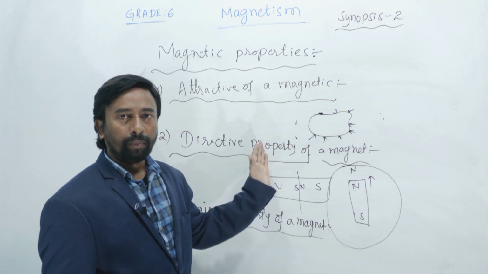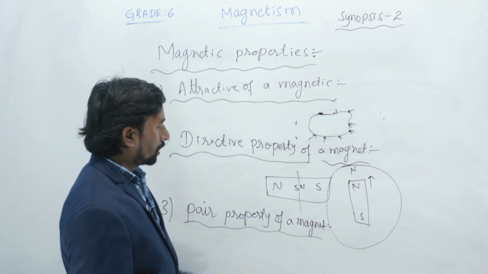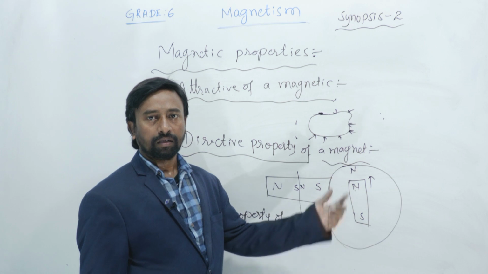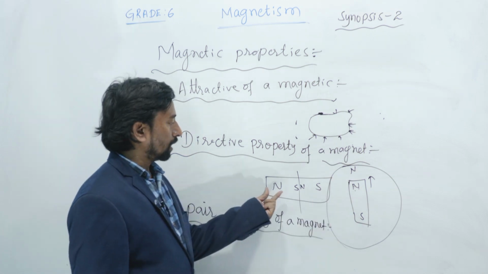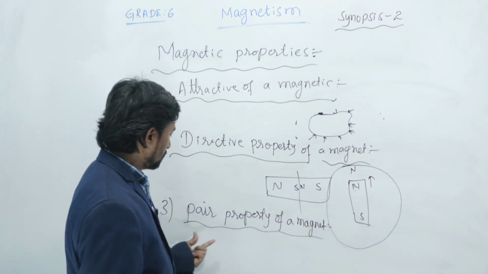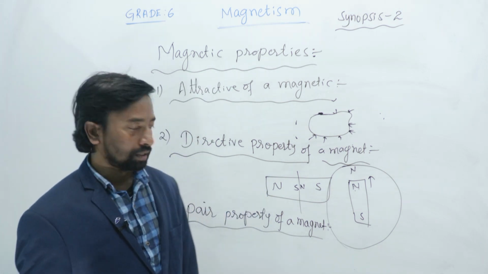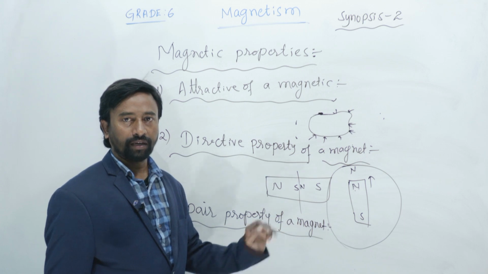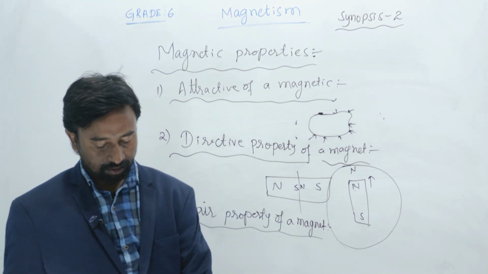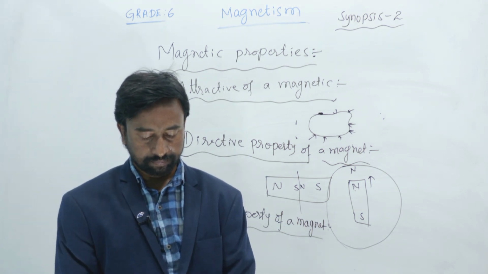However many parts you make, all those individual parts will act like an individual bar magnet, and they will each have a pair of poles. A single pole does not exist in a magnet. That property is called the pair property of a magnet. Now we are going to see the next one.